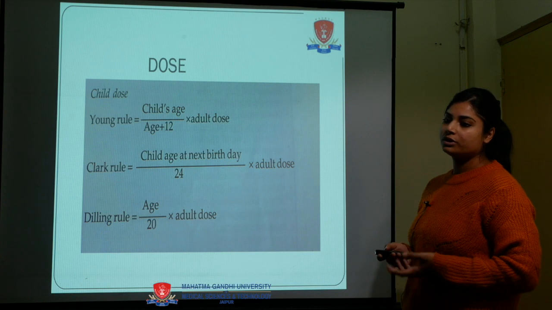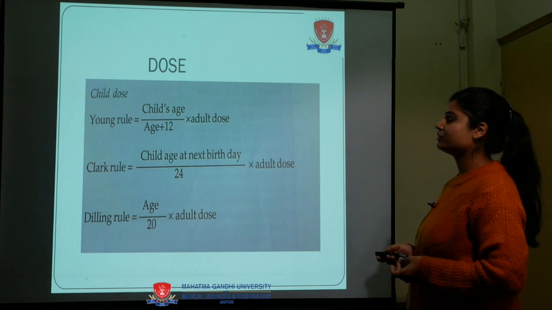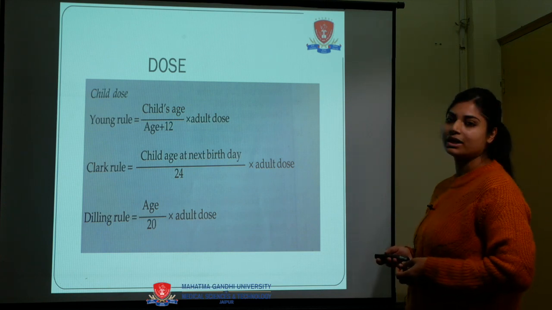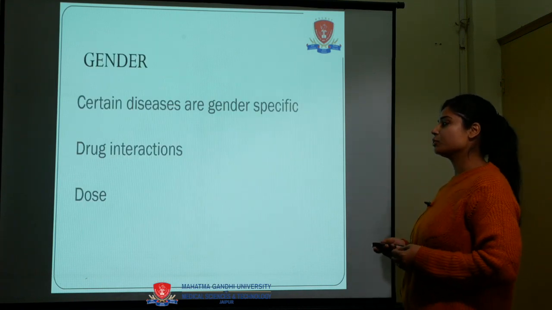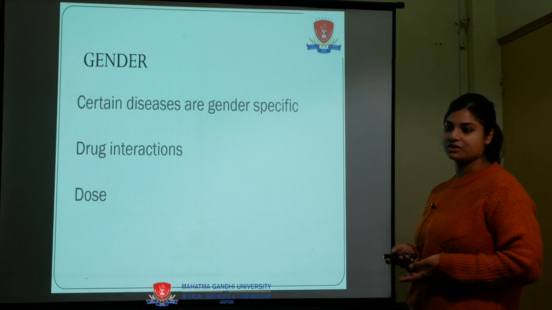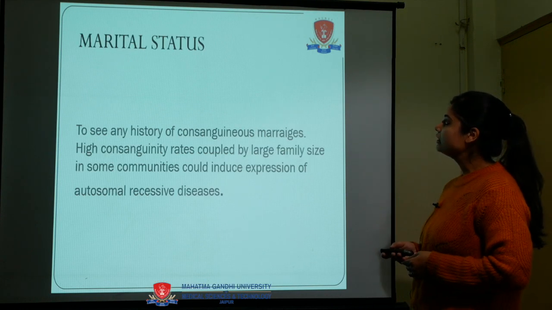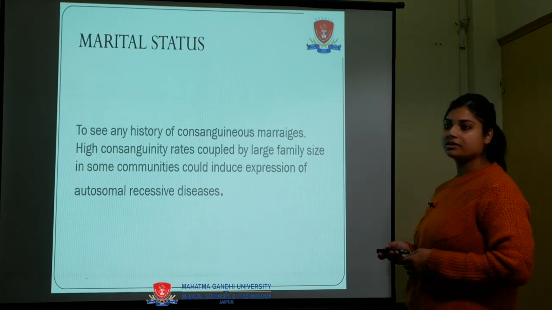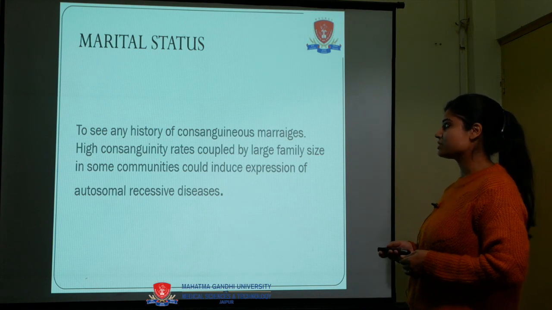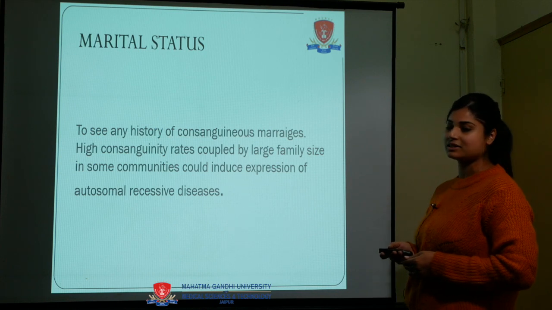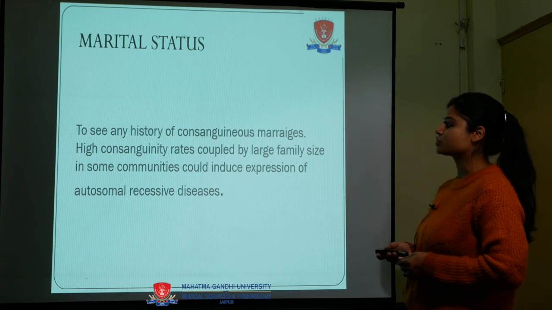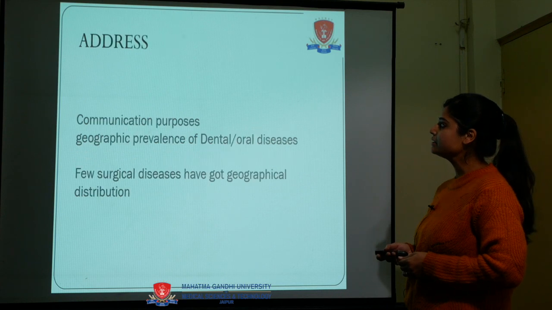Dose, we can calculate dose with the help of these three formulas. The first is Young's rule, Clark's rule and Dilling's rule. Gender is also necessary to record because certain diseases are gender specific. Marital status, to see any history of consanguineous marriages. High consanguinity rates coupled with large family size in some communities could induce expression of autosomal recessive diseases.